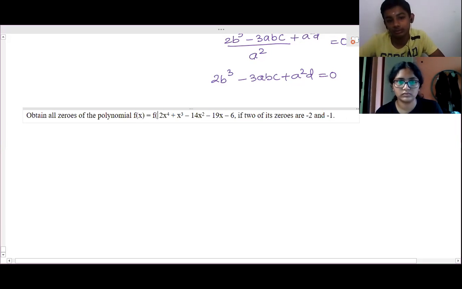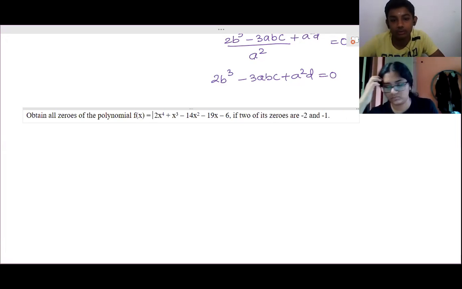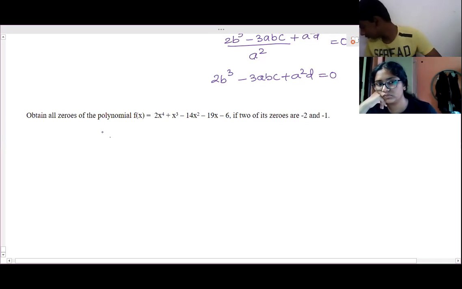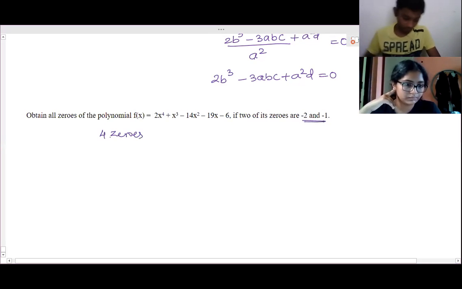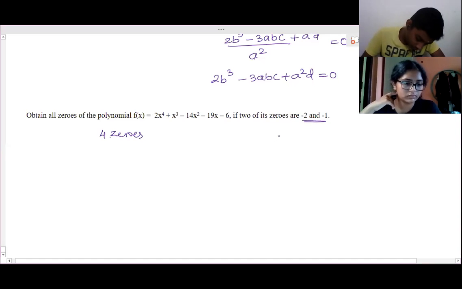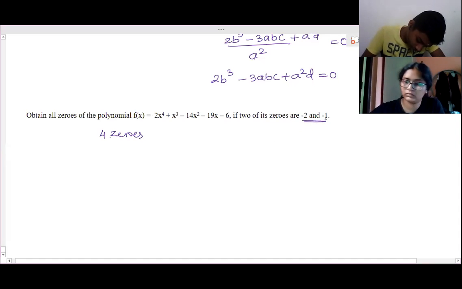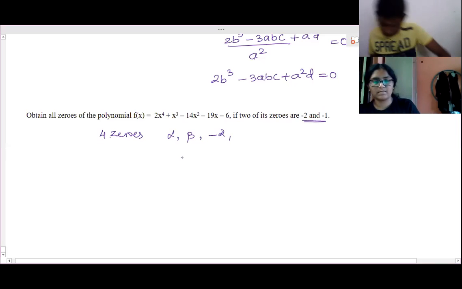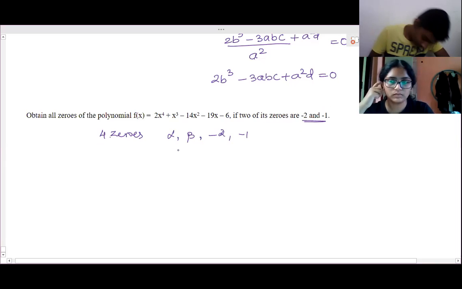Here, this polynomial has degree 4. That means it is biquadratic, so it will have 4 zeros. Out of that, 2 zeros have already been given: -2 and -1. So you have 4 zeros: alpha, beta, -2 and -1. So these are the zeros, right?